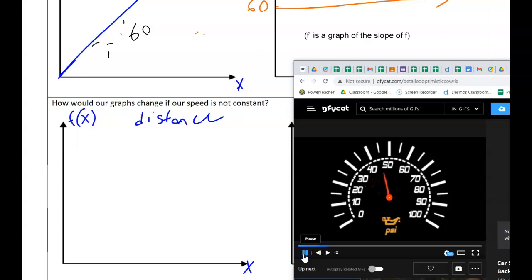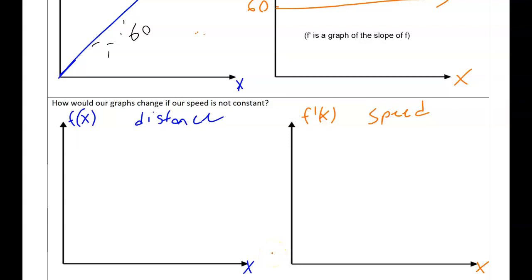So my speed is increasing throughout the day. How would I graph that? Well, notice my speed was increasing at a nice even rate. So functions that increase at a nice even rate are linear functions, right? So we started around 25, and then we increase at a nice smooth constant slope.